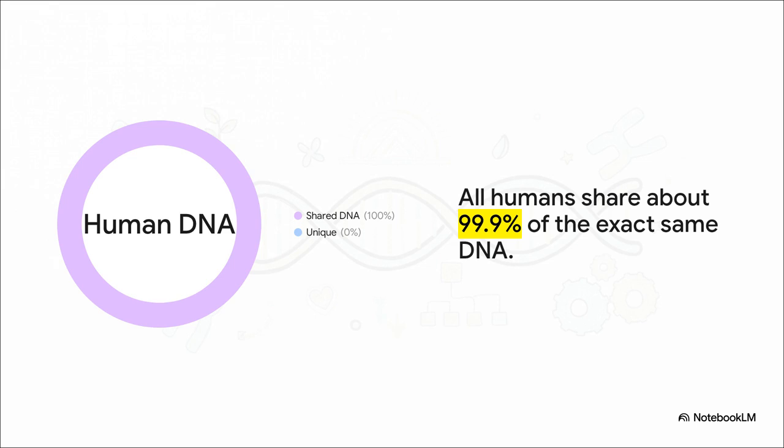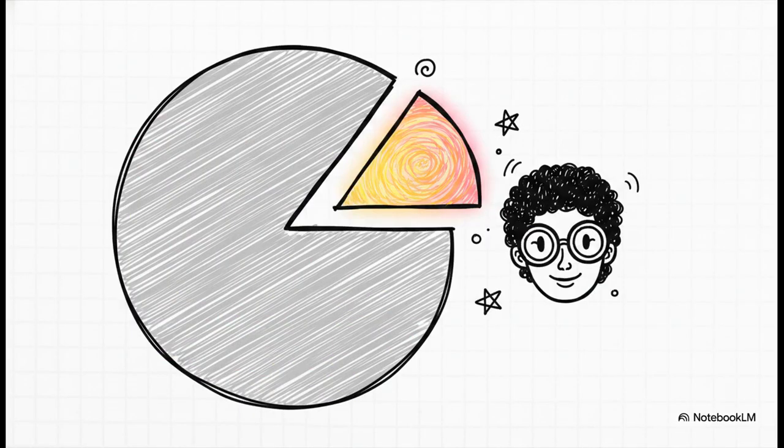All humans share about 99.9% of the exact same DNA. Think about that. We are overwhelmingly similar on a genetic level, all of us functioning with almost the exact same biological instruction manual. But, and this is a big but, it's that tiny 0.1% difference that makes you completely unique.